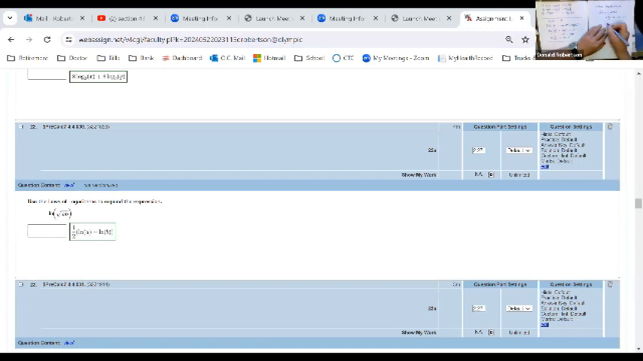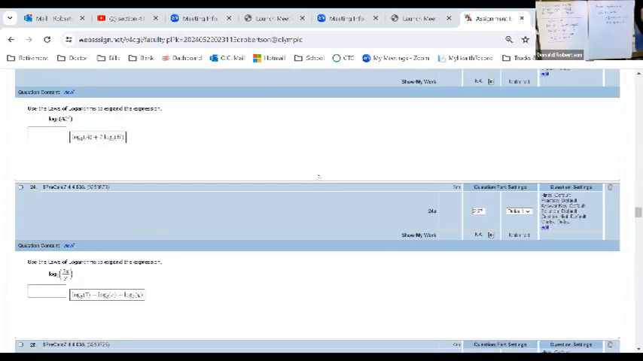I kind of like that version. I hope WebAssign takes it. But if it doesn't, then expanding a little bit further into 3 pieces will definitely work. And that is essentially that one.